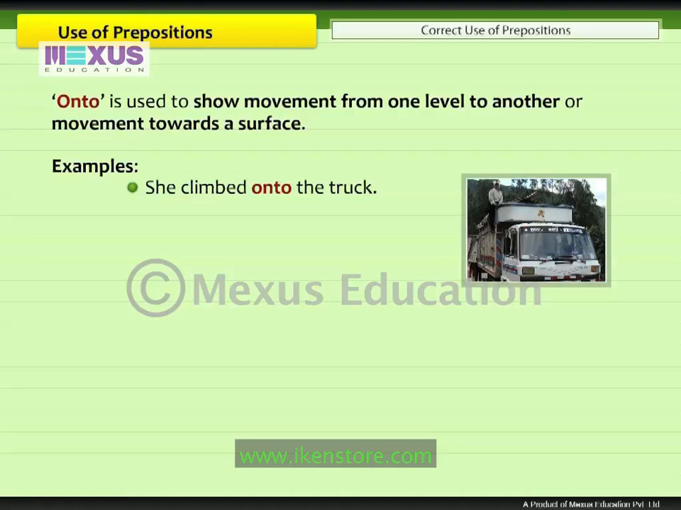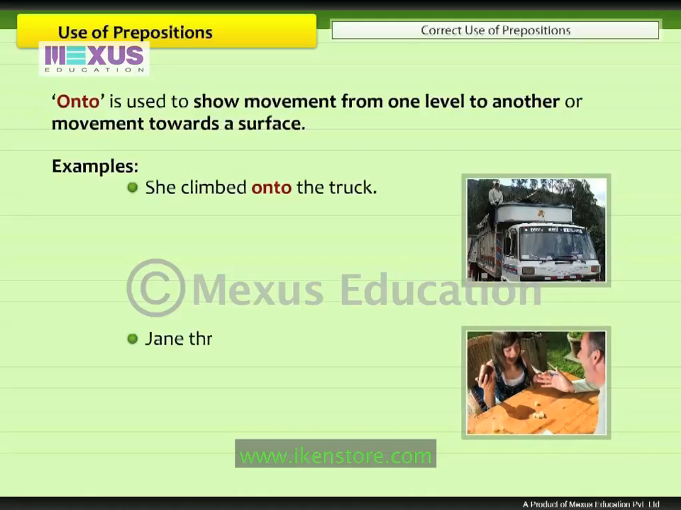Look at the next example. Jane threw a die onto the board. Here, onto is used to show movement of the die towards a surface.